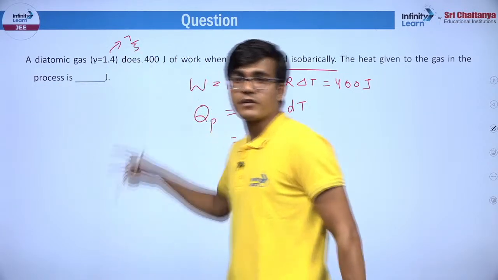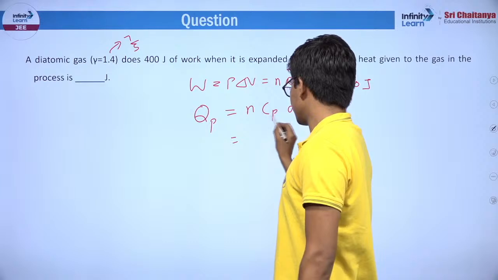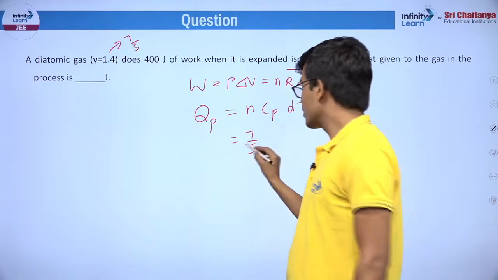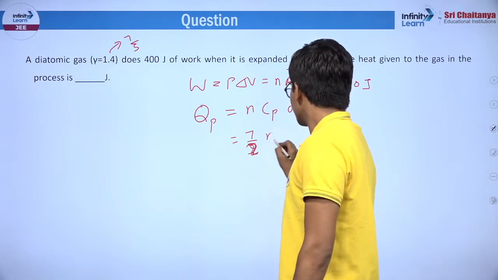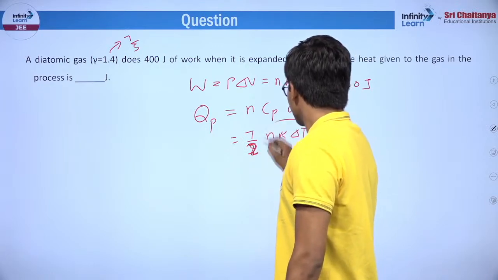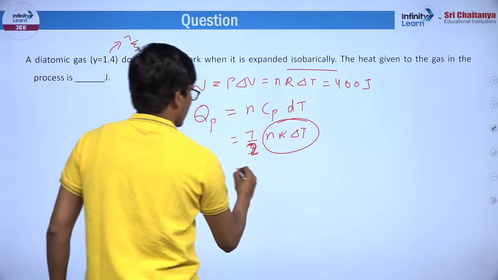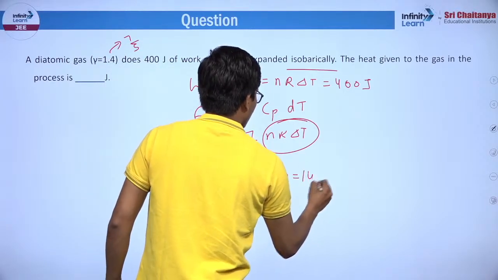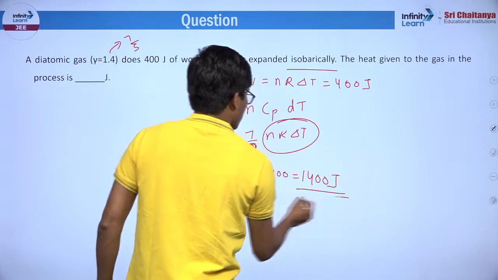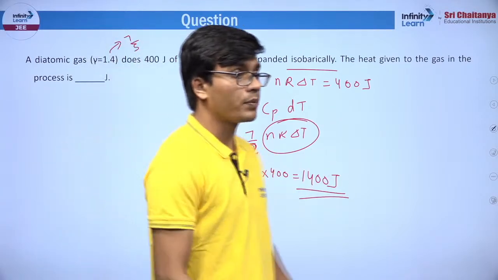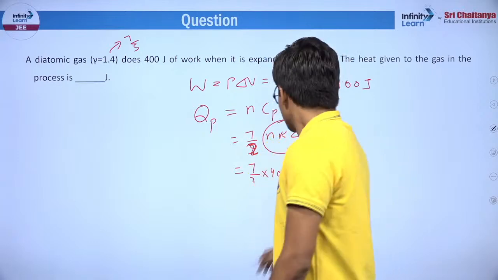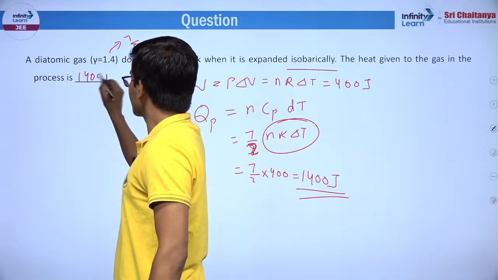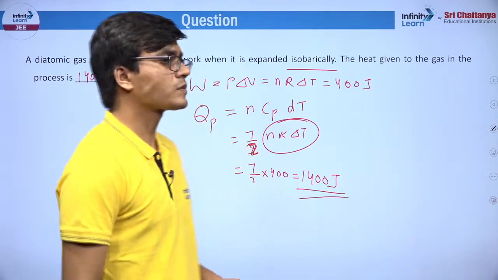1.4 means 7/5. It means it's diatomic, and diatomic के लिए Cp is 7/2 R. So you can write nR delta T, and nR delta T की वैल्यू ऊपर ही आपको क्वेश्चन में दी है, that is 400. So just put here 400, you will get 1400 joule. Make sure you are writing proper units. Okay, so 1400 joule should be my answer for this question.